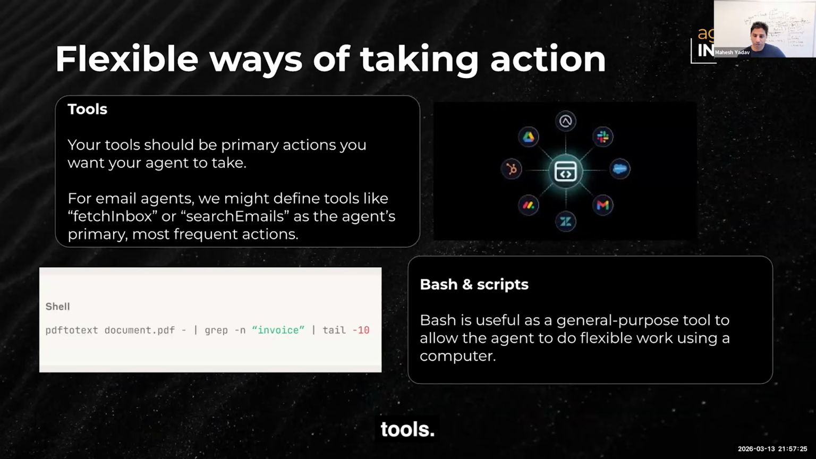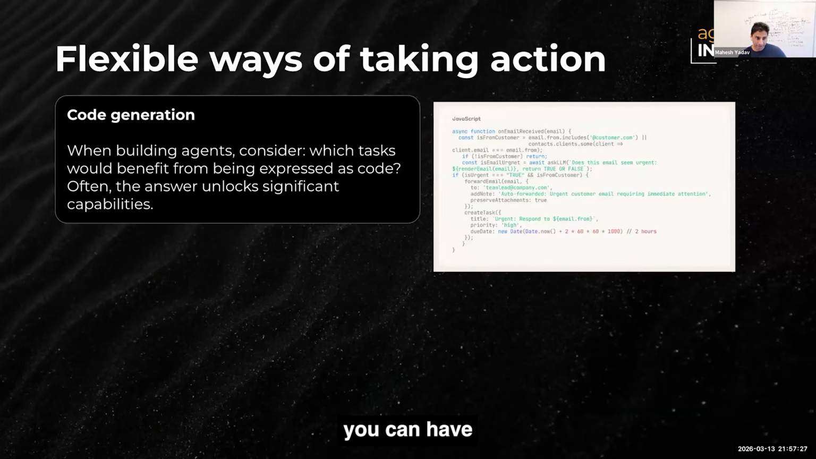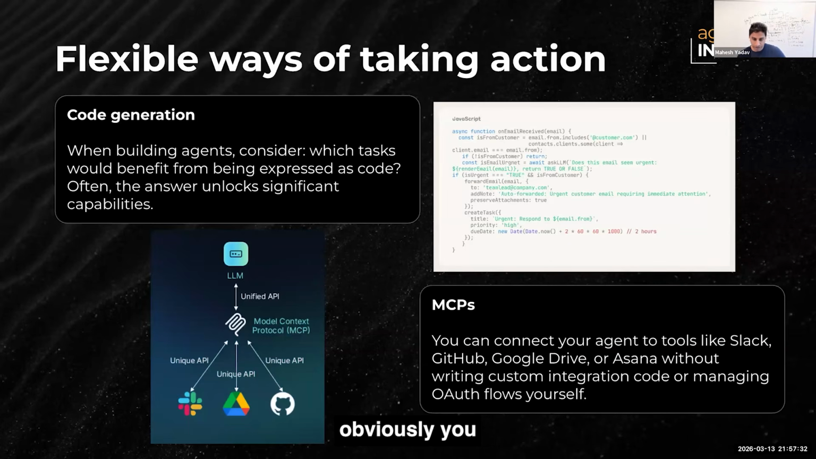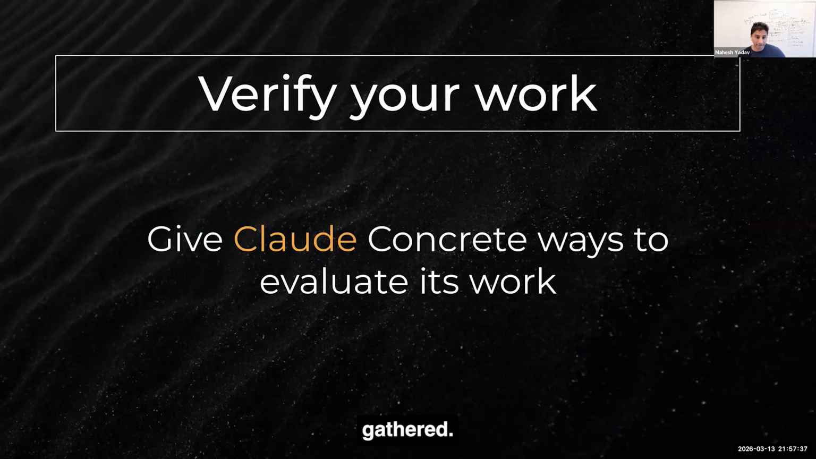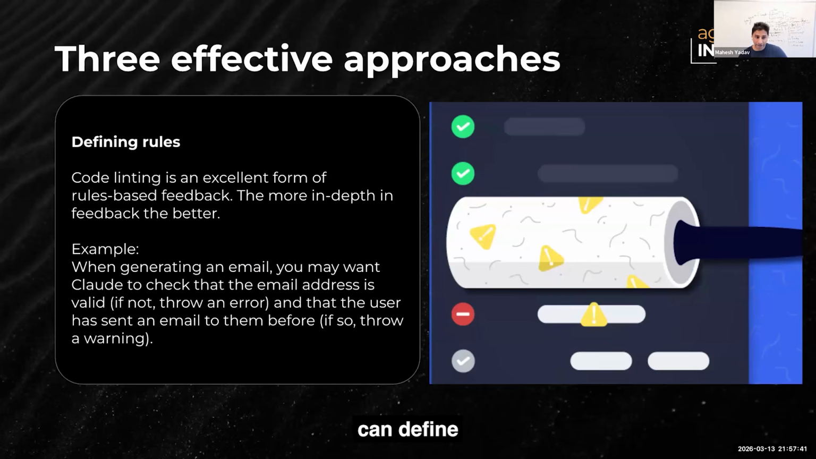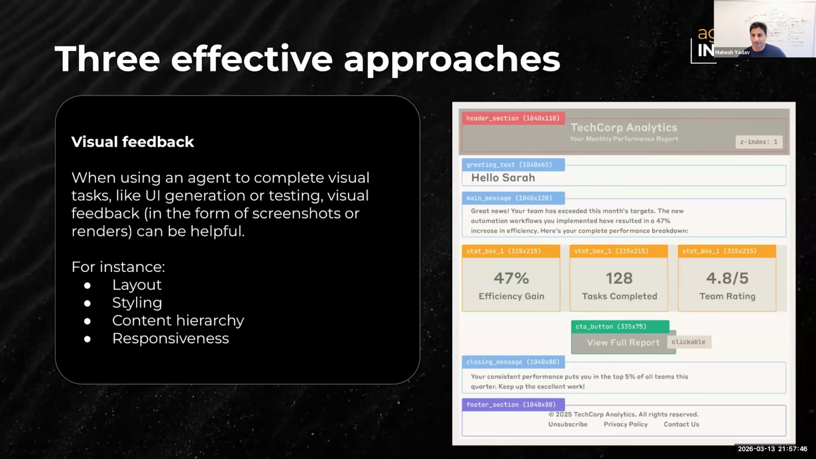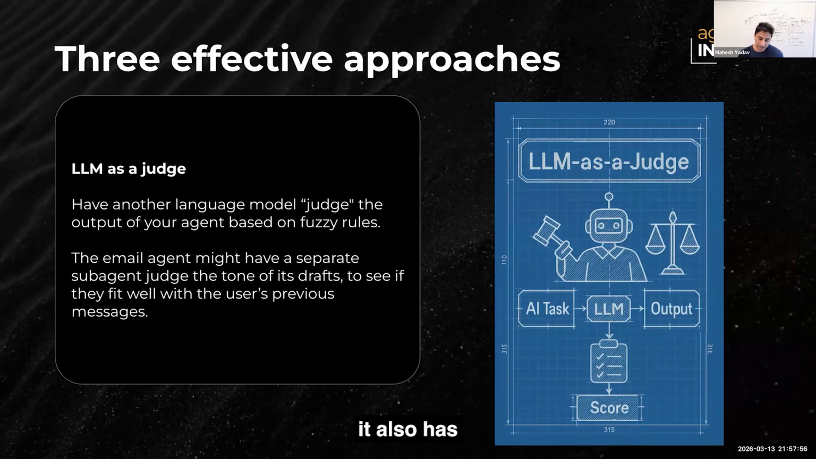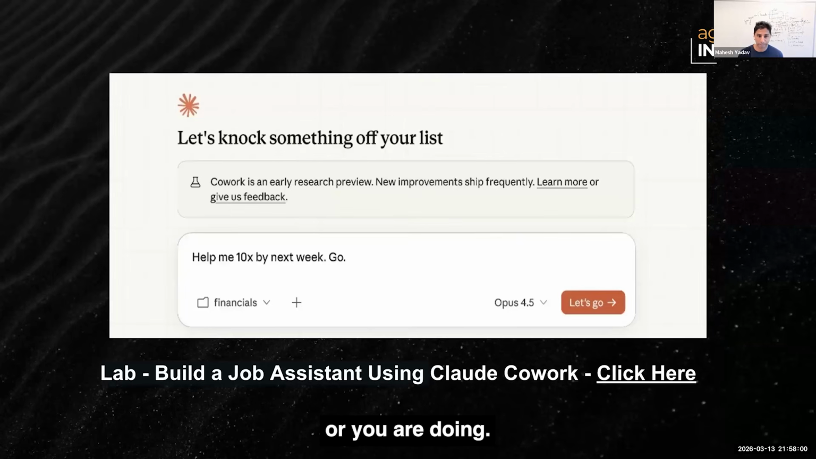Taking action, you can create tools, you can have bash scripts, you can have code generation. So at runtime, you can create code, and then obviously you can connect all the MCP servers, which Claude or you have already gathered. Then you can verify your work. You can define your own rules in plain English, and then it will go and check for those rules. Or you can take visual feedback, and it will go and check if the HTML is done correctly or not, or rendering is done correctly. And in the end, it also has an LLM as a judge to check the work that your team has done or you are doing.